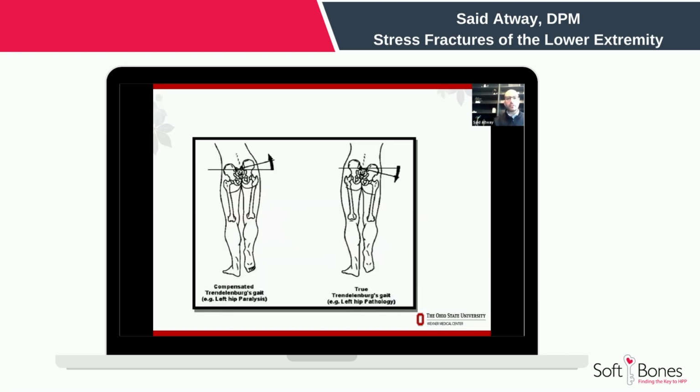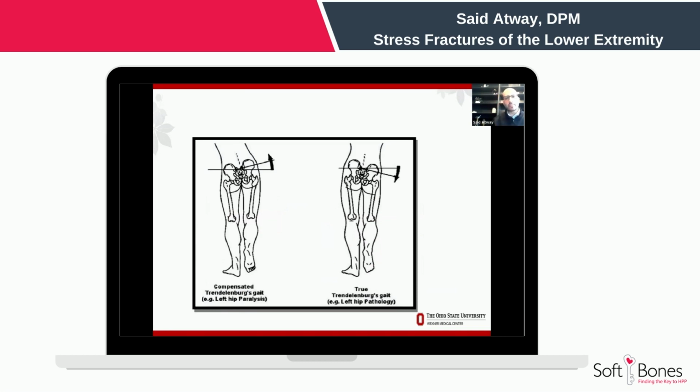The other issue is, in the lower extremity, in the hip to femur area, you can have what's described as a Trendelenburg's gait, and that's also been described in HPP patients, where the entire trunk would load in excess to that hip.